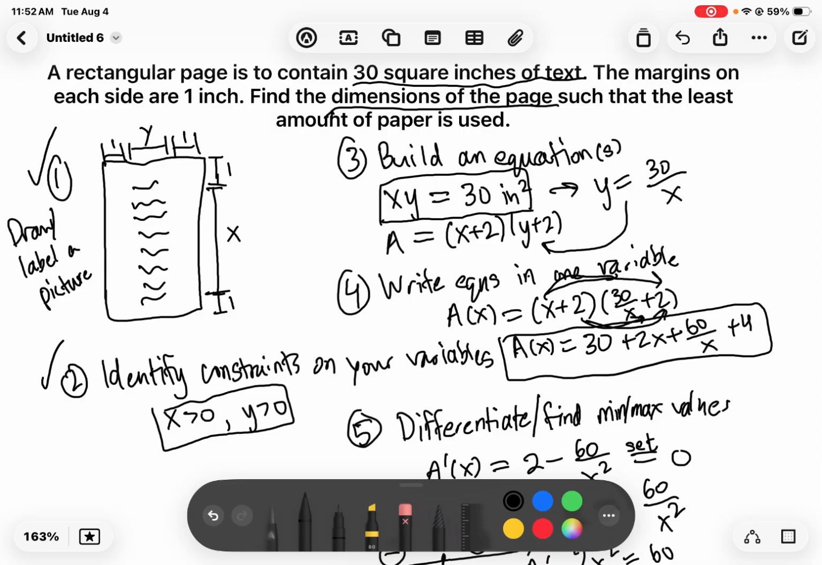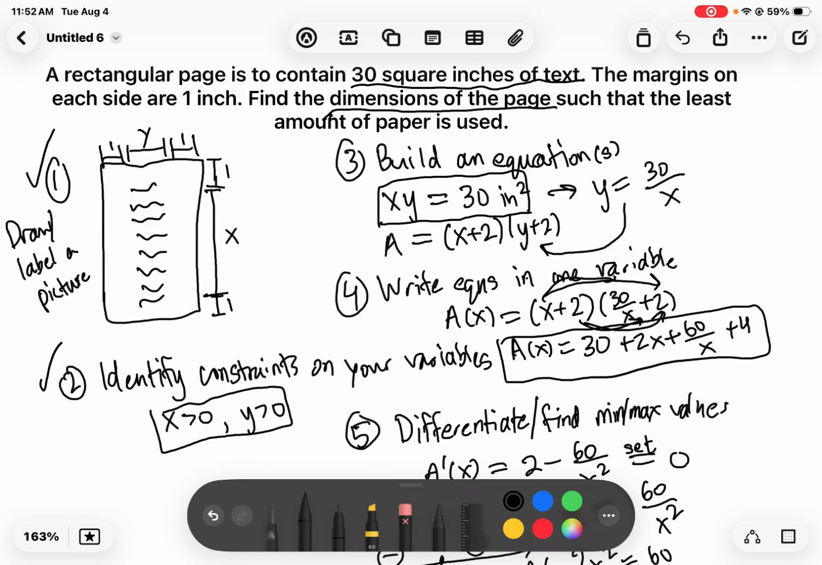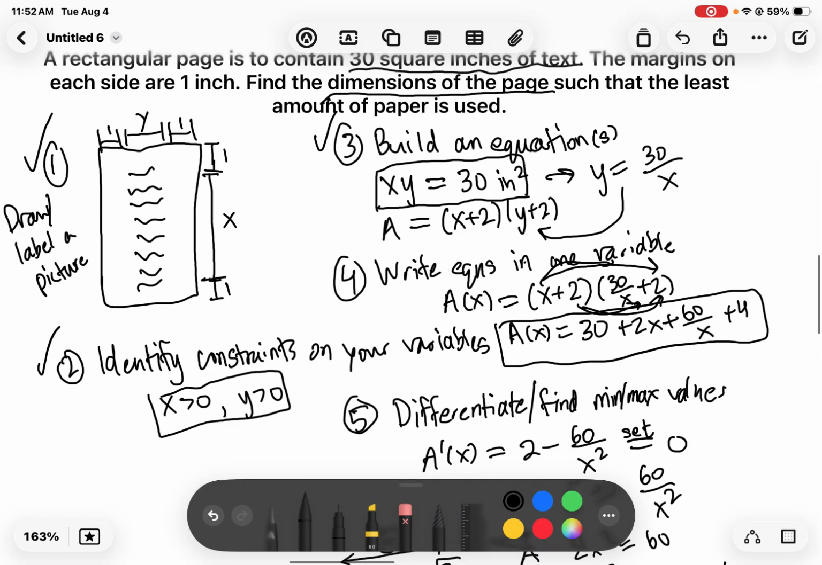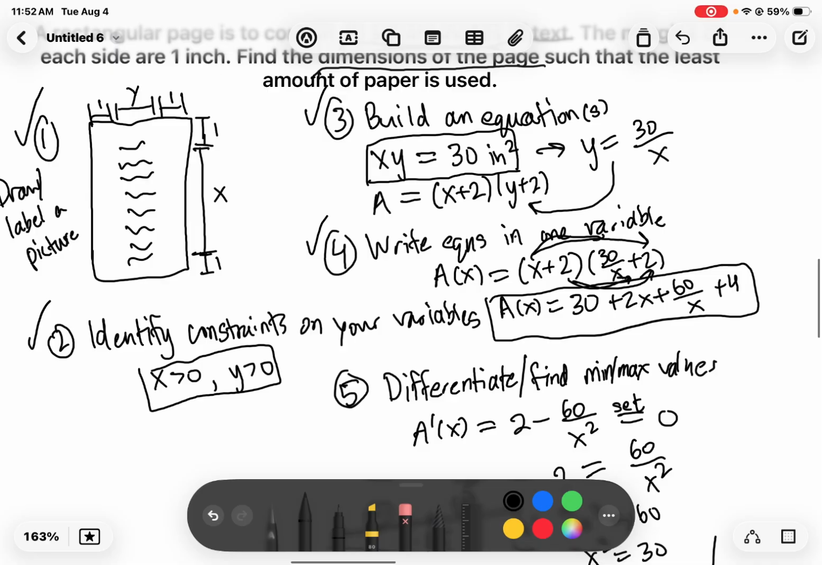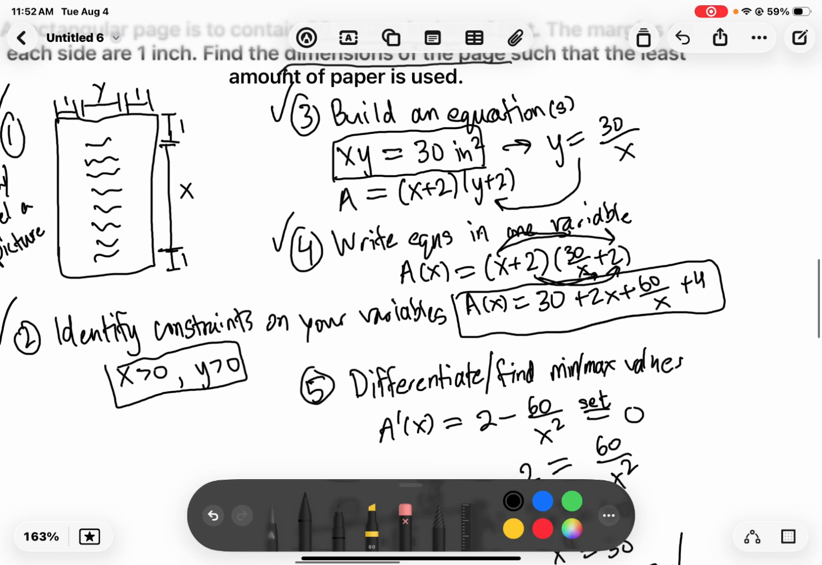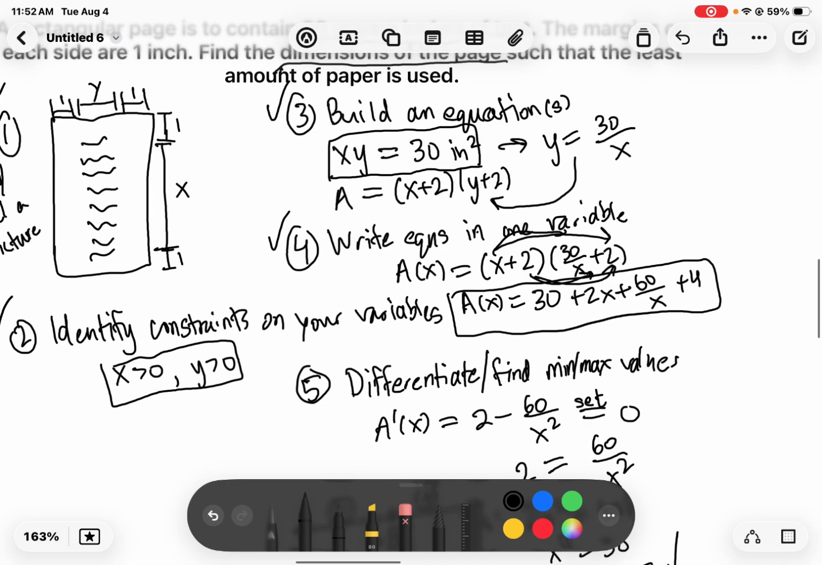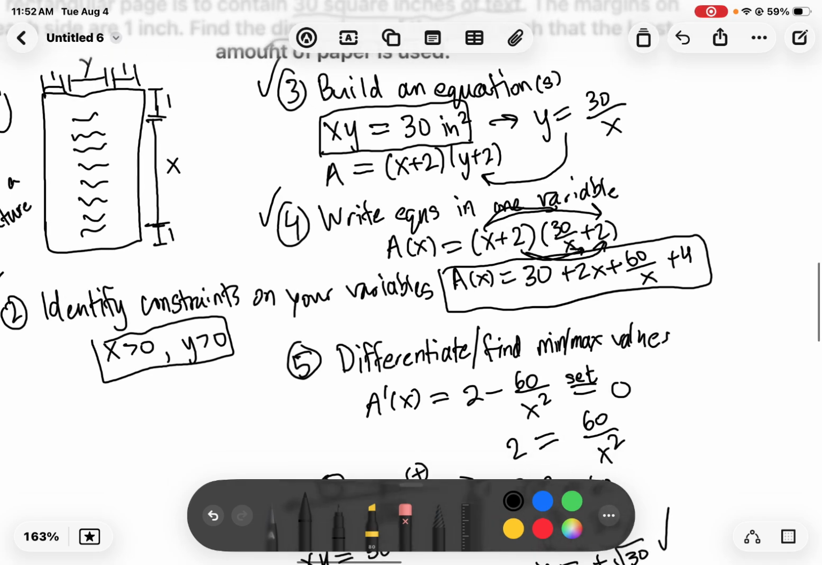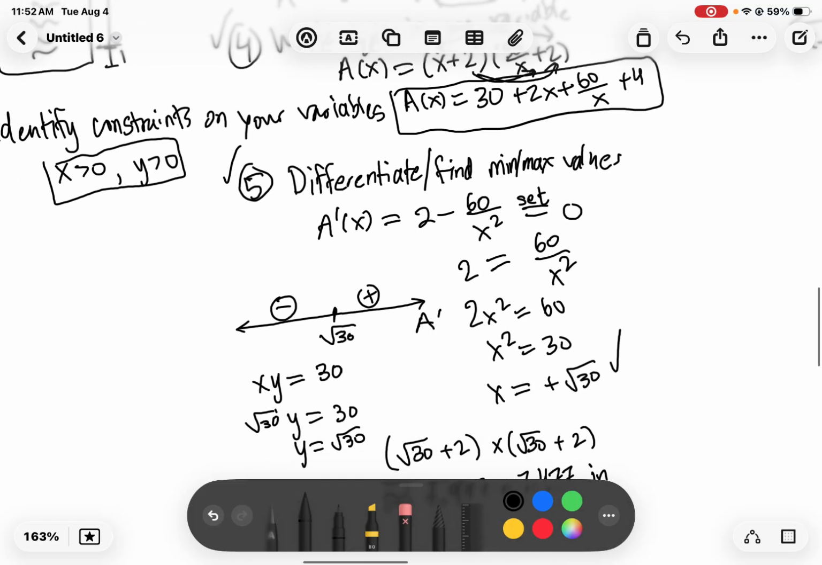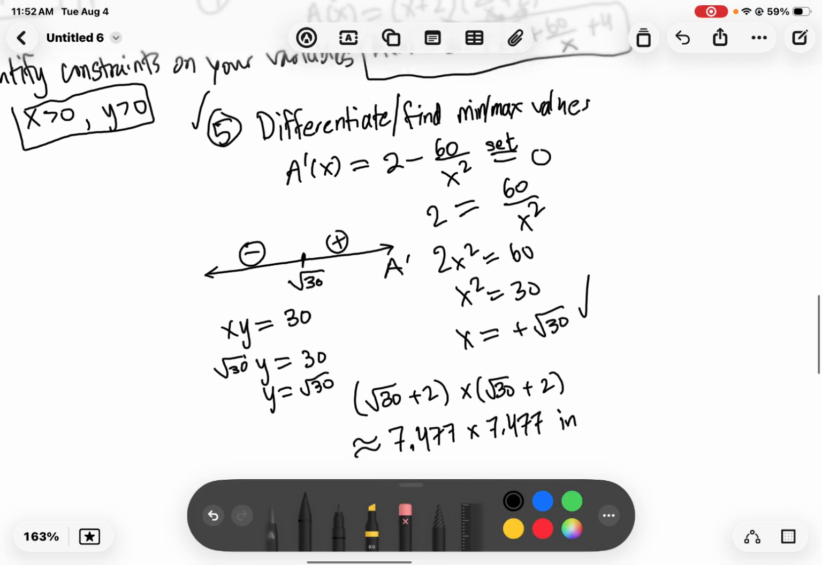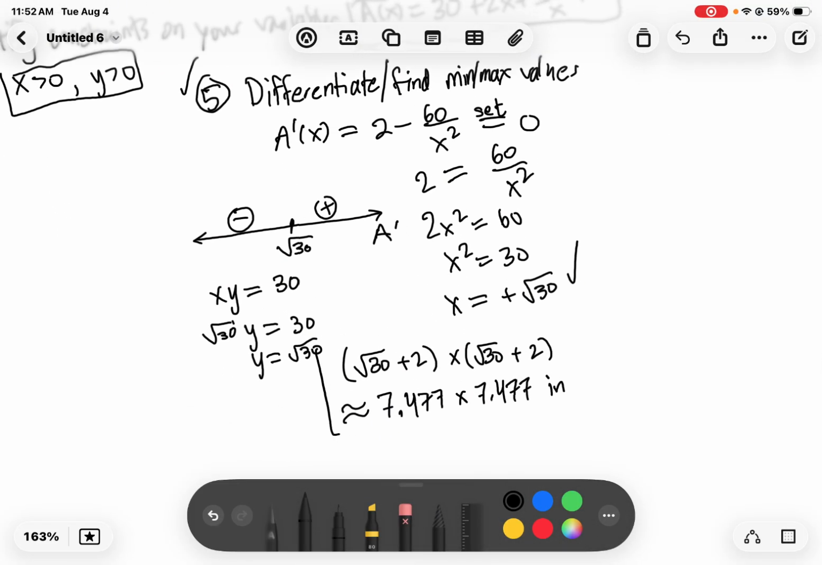And then step 3 was to build an equation. So we went ahead and built two equations from what we knew. We knew that x times y was equal to 30, and then we constructed an area function, x plus 2 times y plus 2. And then in order to differentiate that area function more easily, our step 4 was to write our equations in one variable. So we expressed everything in terms of x. And then finally, step 5, we differentiated our area function, found its critical points, and then solved the problem right here.